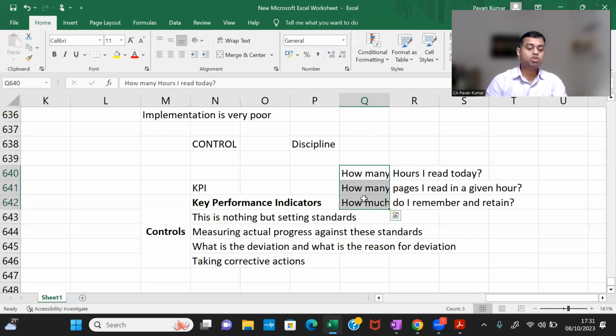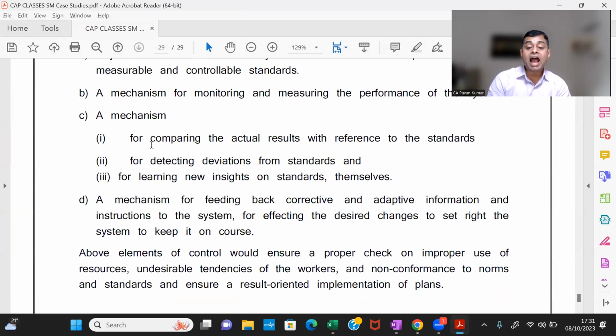If you follow these kind of things, obviously you'll achieve a mechanism for comparing the actuals with standards, for detecting deviations and standards, for learning new insights. So if something is wrong, what did I learn from my yesterday's mistake? So you may commit mistake, no problem. Committing mistakes is allowed. But are you learning anything from it, or you are just shameless? I failed in the exam, doesn't matter. I failed in life, doesn't matter. I failed in business, doesn't matter. I failed in relationship, doesn't matter. I failed in one aspect of life, doesn't matter. It's okay. I failed in one exam, one attempt. Okay, no problem. But what did you learn to make it better? Otherwise, next attempt or next time also, your result will be same.